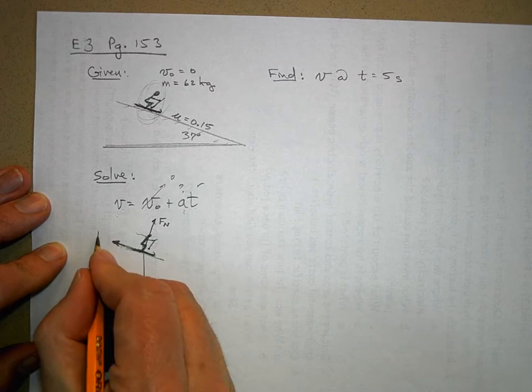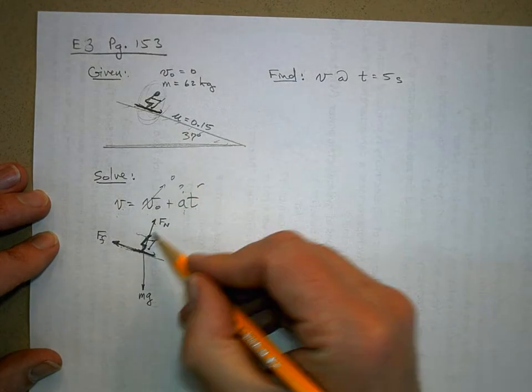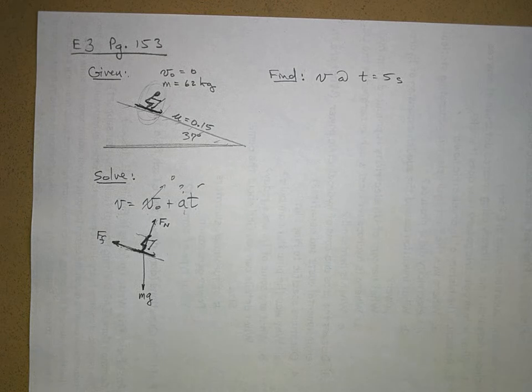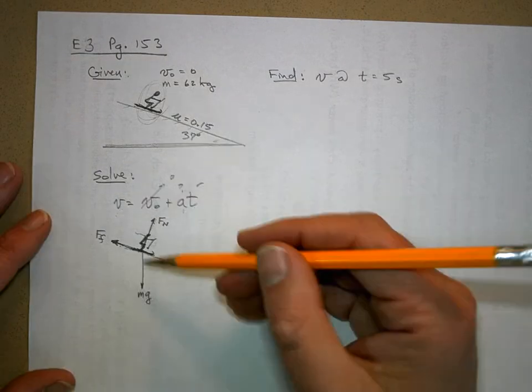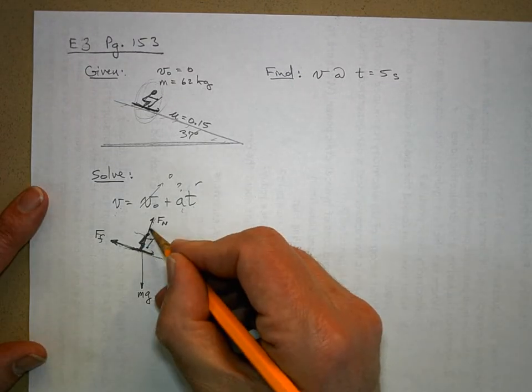And so there's my force of friction. So I got gravity, normal force, force of friction. Is there any applied forces here? No. That's it. But now look, here's a problem. Gravity and the normal force don't line up anymore. They're in different directions.